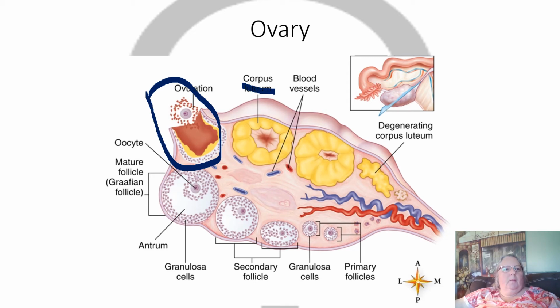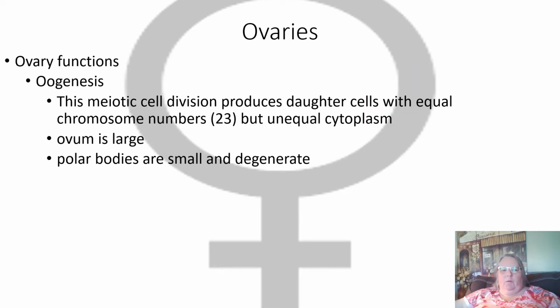Okay. Well, what's the function of the ovaries? Well, oogenesis. Oogenesis is the process where meiotic cells divide, producing daughter cells with equal chromosome numbers but unequal cytoplasm. The ovum is large, and it has polar bodies that are small and degenerate.